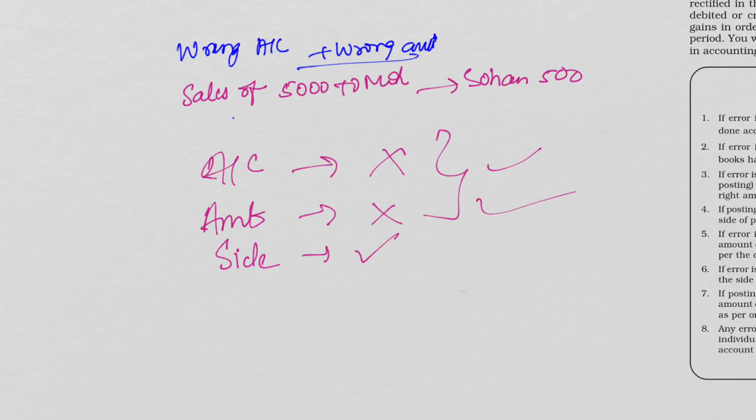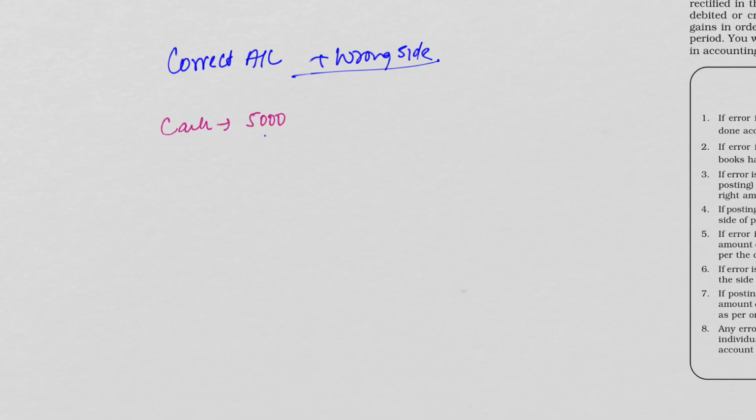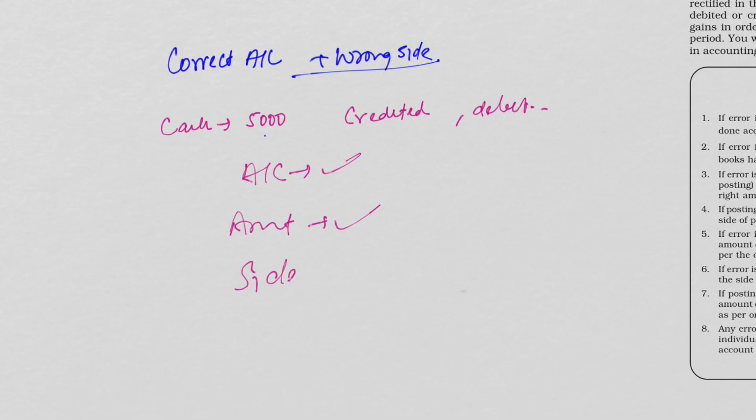Next, let's see principle 7. If posting is made to the correct account but on the wrong side, we'll assume that the amount is correct. For example, cash received from Mohan rupees 5,000, but Mohan's account is credited instead of debited. So here the account is correct, the amount is correct, but the side is wrong. So the rectification will reverse the side.